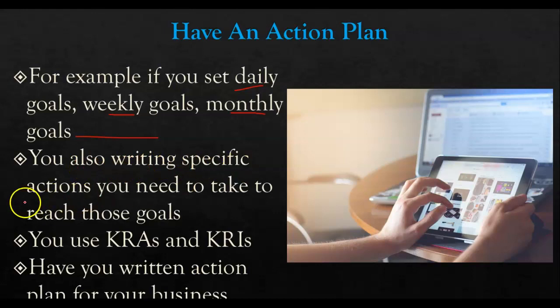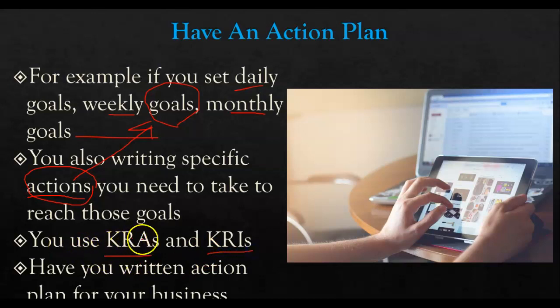Okay, so you also write down specific actions you need to take in order to reach your goals. Specific steps you need to take in order to reach the goals. So you have the goals, and then you have action steps: what you need to do in order to achieve the goal. Okay, so what do you need to do in order to achieve the goal? Very important. So this is where we use KRAs and KRIs.